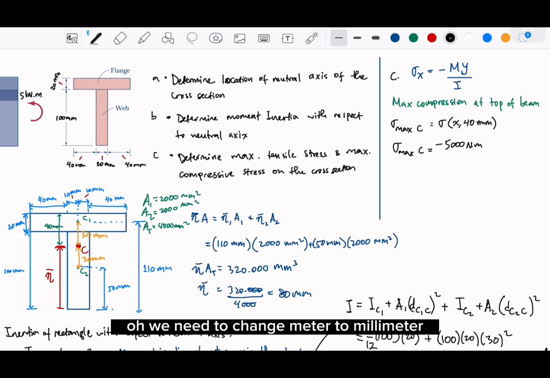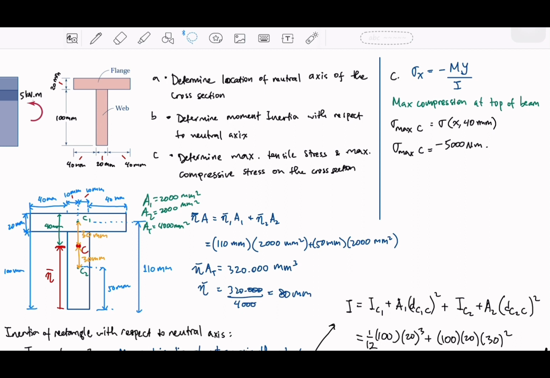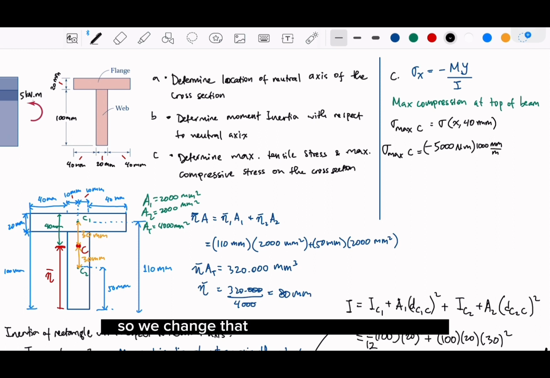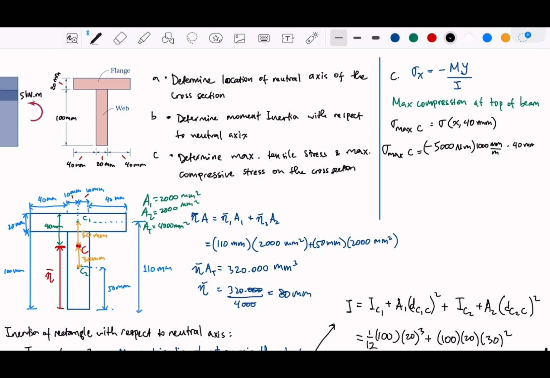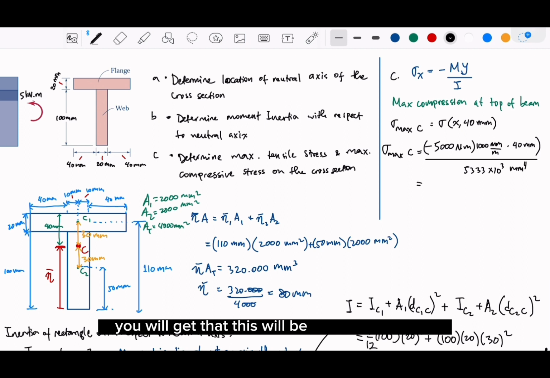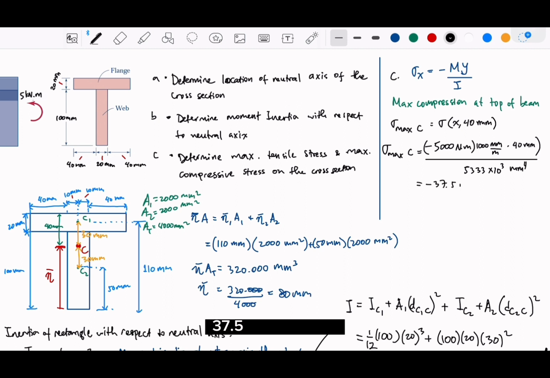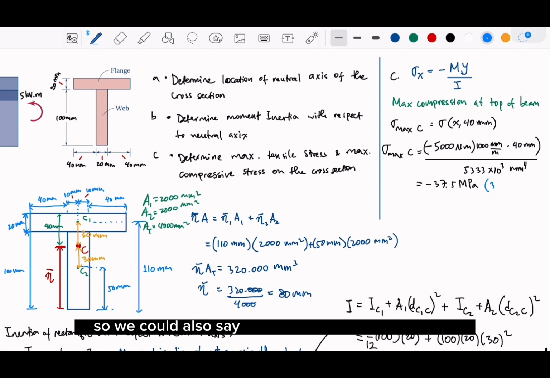We need to change meter to millimeter, so we need to multiply with 1,000. So we change that and then multiply with 40, and then divide by the inertia, which is 533,000. You will get that this will be equal to negative 37.5 megapascal. Negative because this is compressive. So we could also say this is 37.5 MPa compressive.